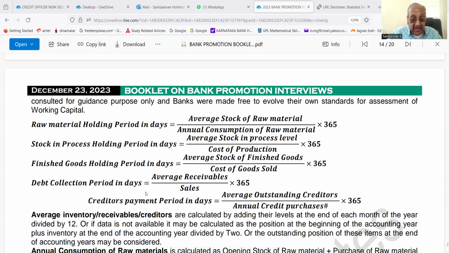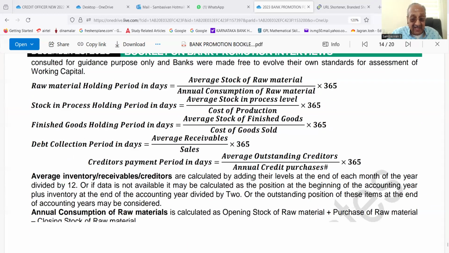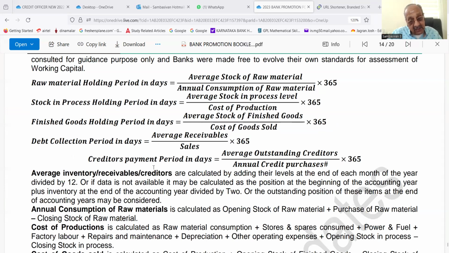Debt collection period in days: average receivables divided by sales, into 365. Creditors payment period in days: average outstanding creditors divided by annual credit purchases, into 365.